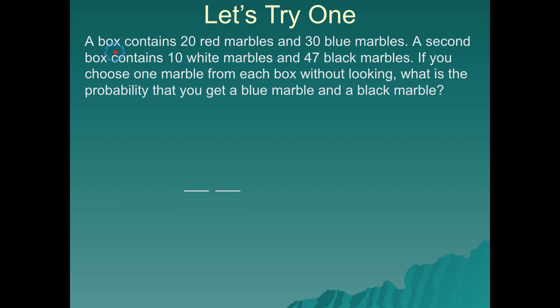So let's try an example here. A box contains 20 red marbles and 30 blue marbles. A second box contains 10 white marbles and 47 black marbles. If you choose one marble from each box without looking, what is the probability that you get a blue marble and a black marble? For the first box, how many total marbles are there? There are 50, so that is our denominator. The probability of getting a blue marble: there are 30 blue, so that is 30 over 50. For the second box, I have 10 and 47, so that's 57. How many of them are black?